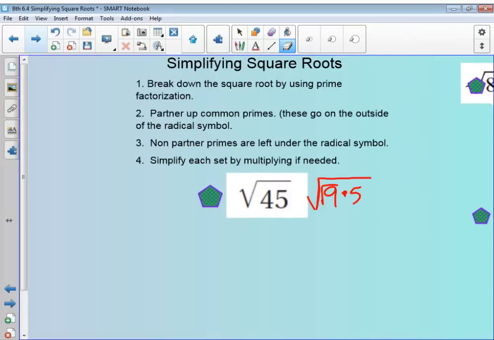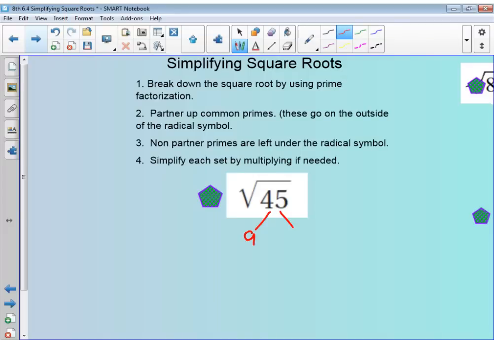Some of you are going to be able to do this concept. So if you'd like to try that, you can try it out. You could go back and look at the book and see how the book is doing it. Some of you are just going to be able to visually see, hey, I know 9's a perfect square, and that's 3, and then what's left over is 5. A lot of you are going to need to see it this way.